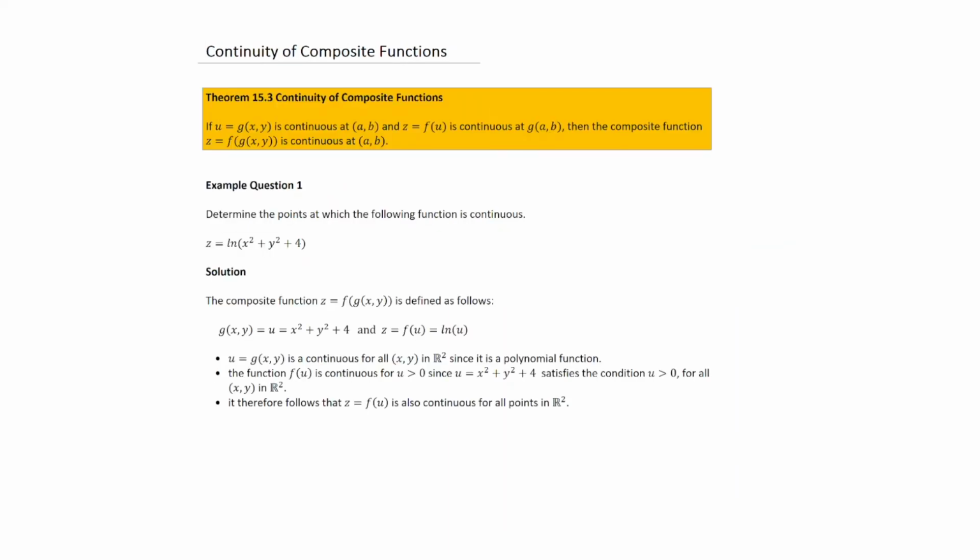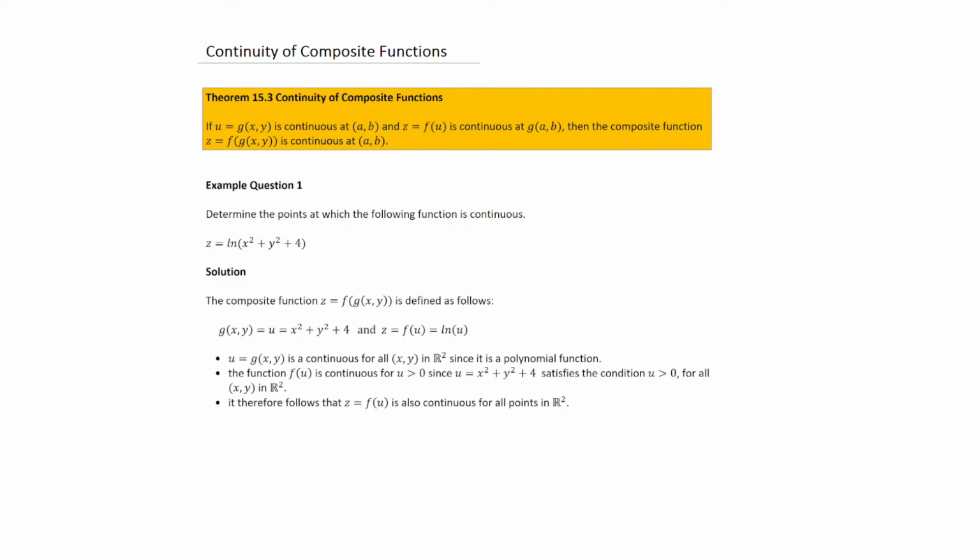All right, so the next thing is to look at the continuity of composite functions and see whether or not there's a technique that we can use to determine the limit for these functions. So the theorem states that if u, as a function of xy, is continuous at (a, b), and z is a function of u, and it's continuous at g of (a, b), then the composite function z of f evaluated at g(x, y) is continuous at (a, b). So the example we'll use to illustrate this theorem is the one that's shown here.